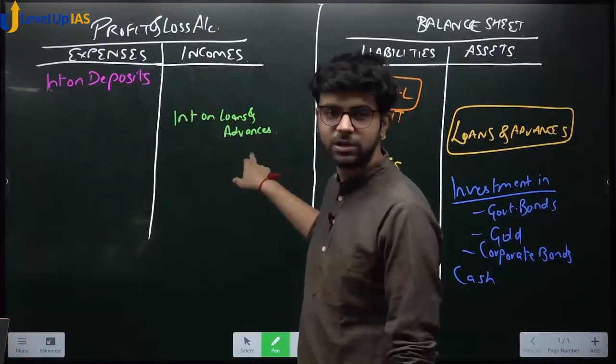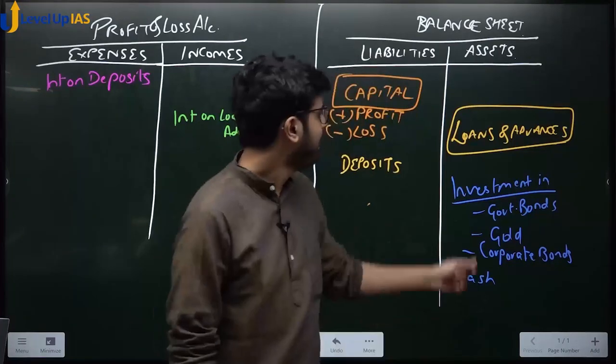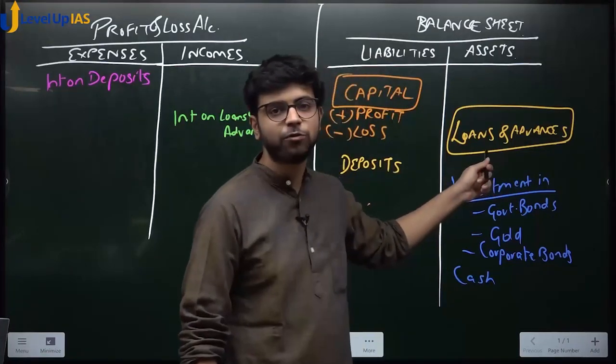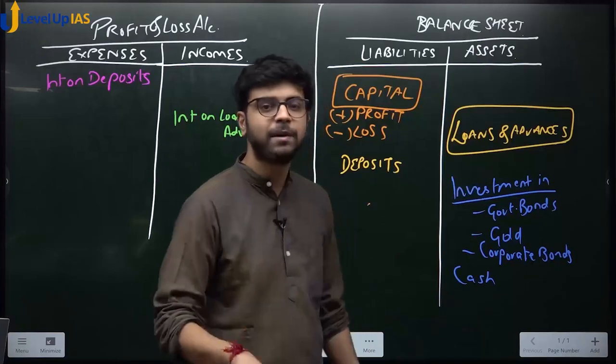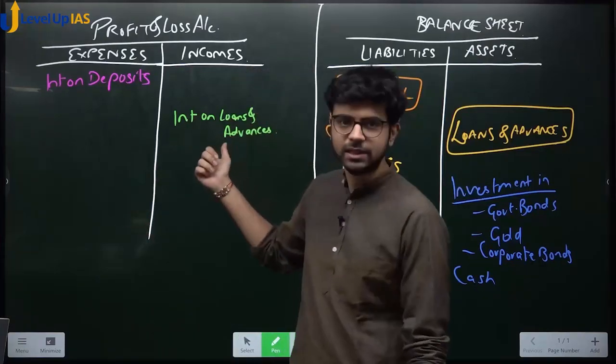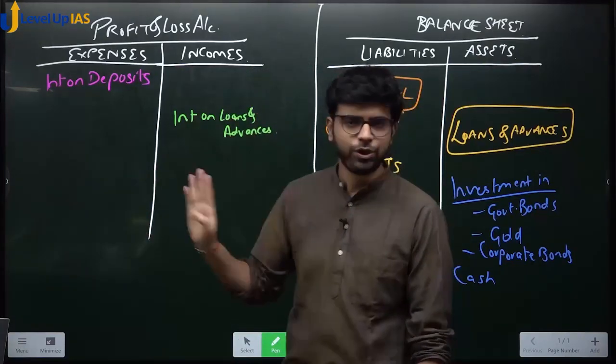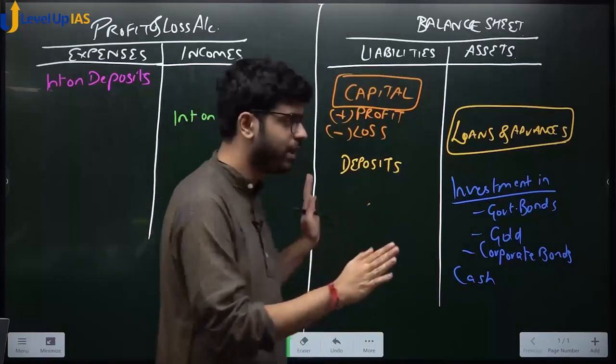Income. So interest on loans and advances, I have written it here. Bear in mind, this is the principal amount. So a 10 lakh rupees loan given will come here, and on it 5% interest every year would come here. Now, why are we separating this? No need to get into that. Just assume that we have separated it.